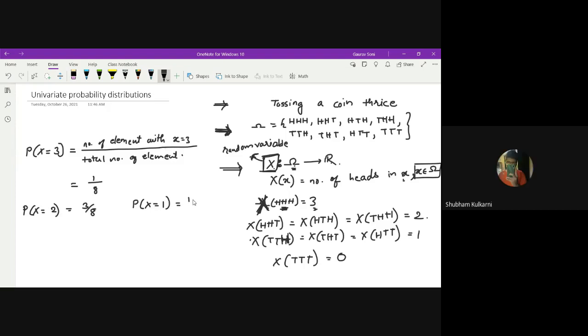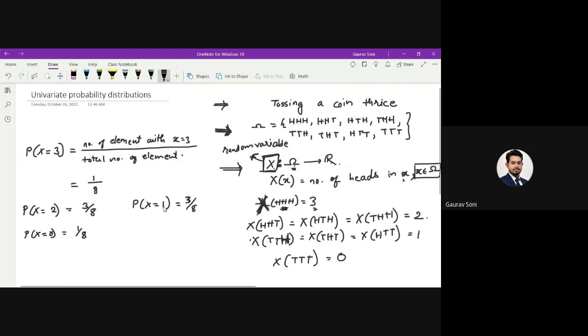That is also 3/8. The reason is there are 3 elements with value of x as 1. The last one, probability of x equal to 0, is 1/8. So what have we got now?